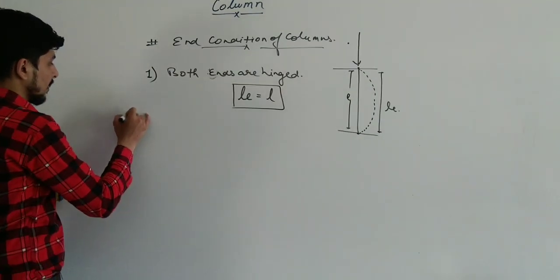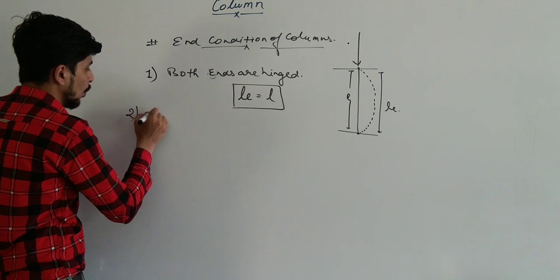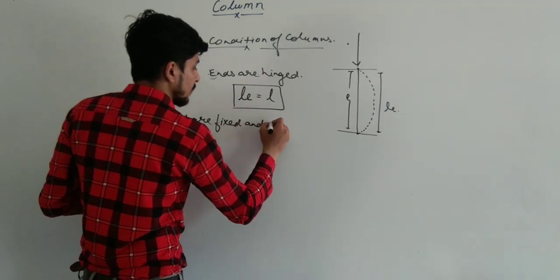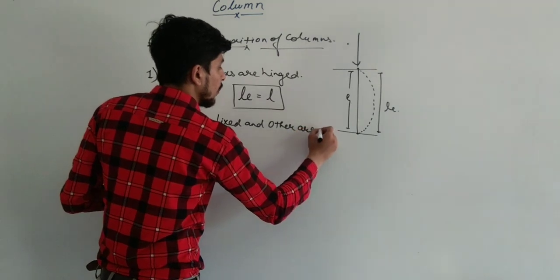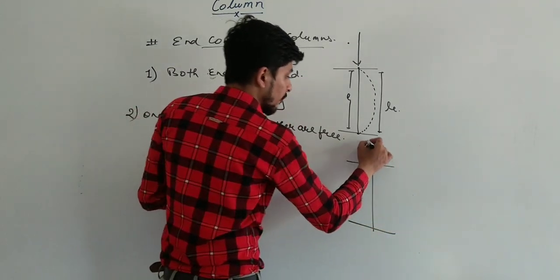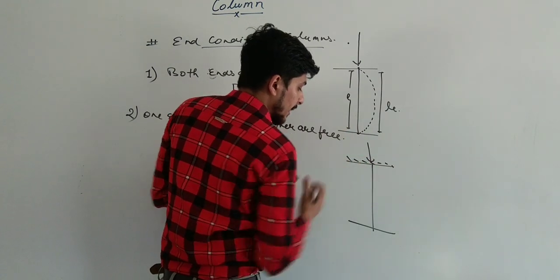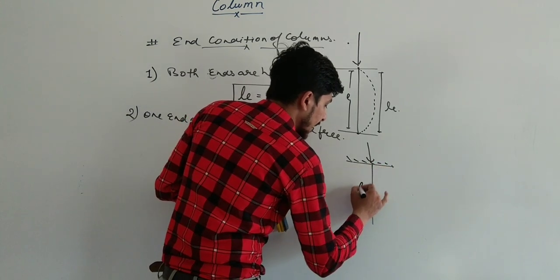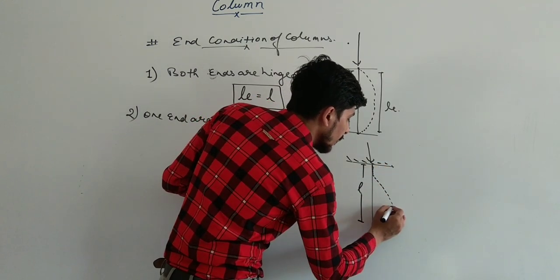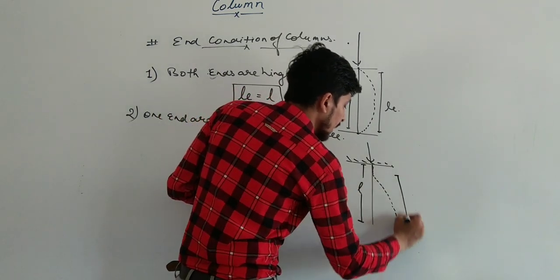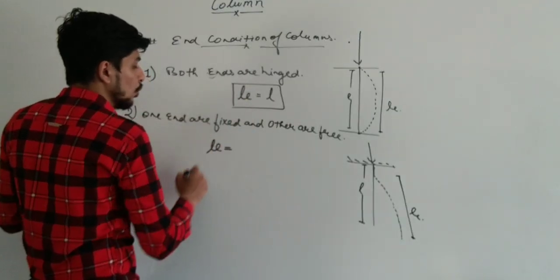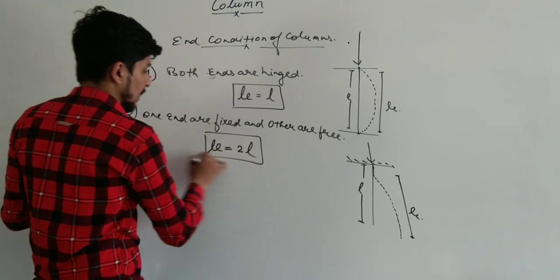Now the second one is one end fixed and the other free. In this case, we will draw the column. This is the column. We will apply the load from here. This is fixed, and the second one is free. This is the actual length L, and when we apply the load, the effective length will look like this. This is LE, and the formula for one end fixed and the other free is LE equals 2L. These are the two cases.